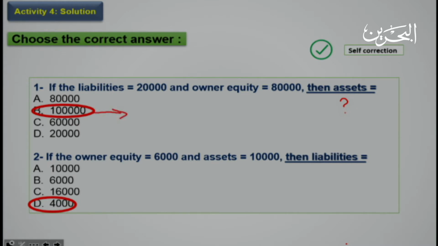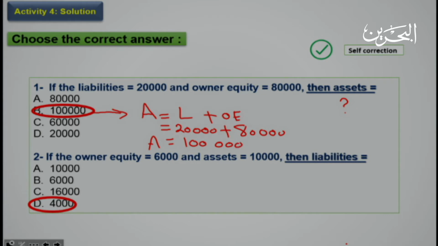How can we get this answer? I will see the assets equal liability plus the owner equity. Let us apply this equation. The liability, I have it, is 20,000 plus the owner equity that I have, which is 80,000. Then the assets will be 100,000, as we see in our answer.